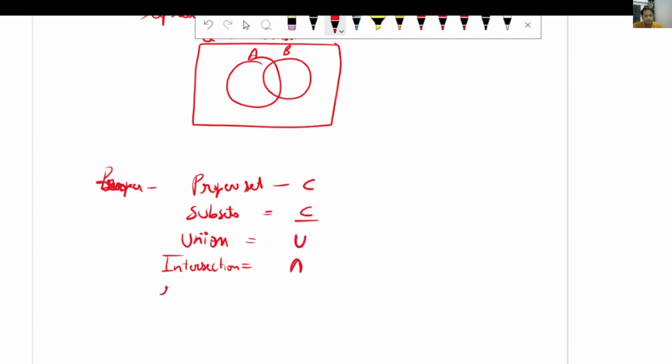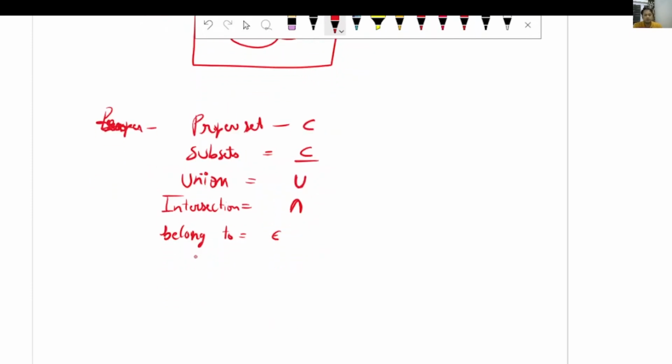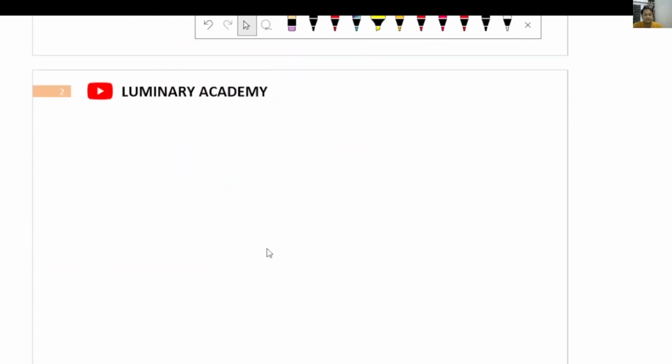Then belongs to: if suppose 2 belongs to set A, we show it by a symbol like this. This is called the belongs to sign, right? And the universal set is defined by this kind of symbol. So I hope these are the important terms and symbols which you should know. So let's start with an example.